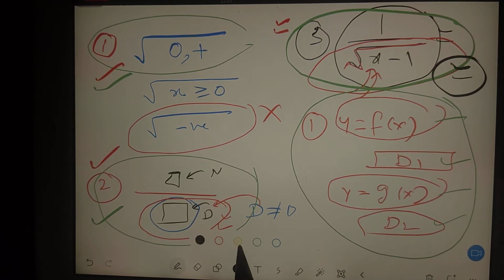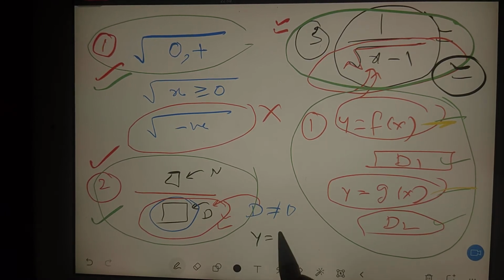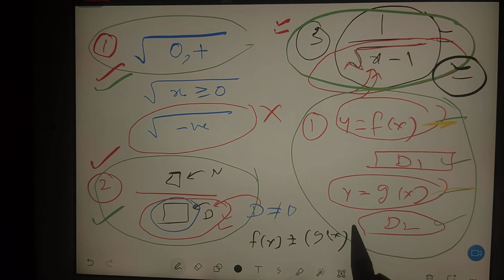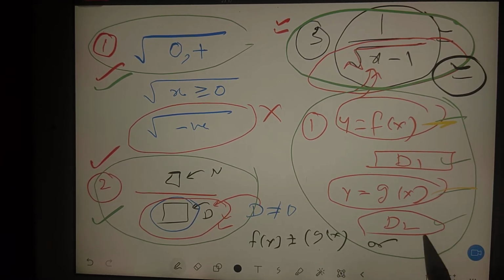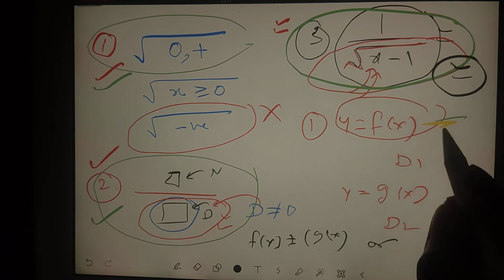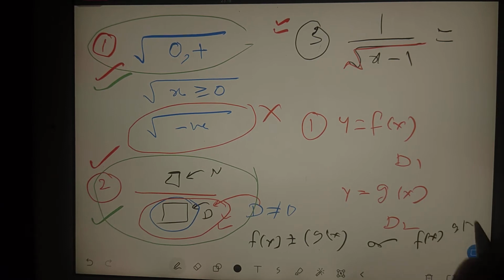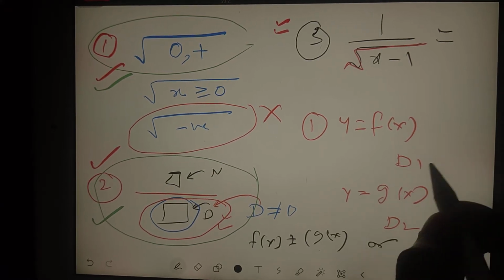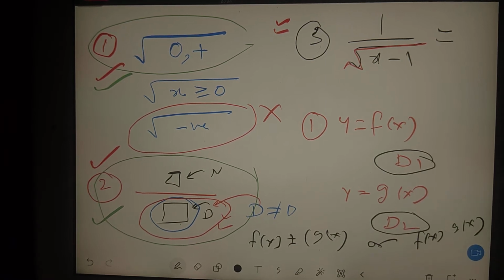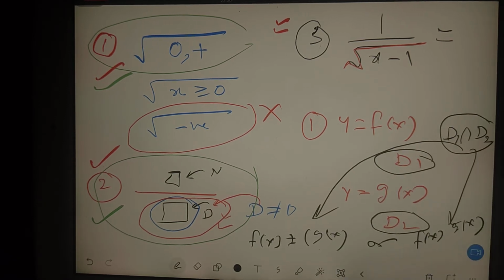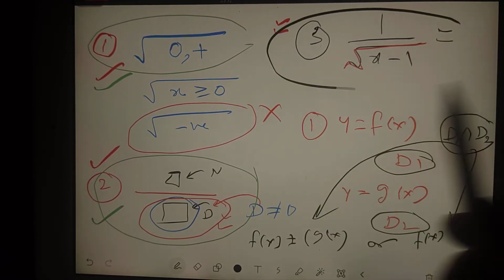Now I am going to explain: if you add or subtract these two functions, like y is equal to, I'm framing a new question, f(x) plus or minus g(x), in that case, or if you are going to multiply, like f(x) into g(x), in both cases your intersection of both the domains will be your new domain. Means D1 intersection D2 will be your new domain for this and for this also.